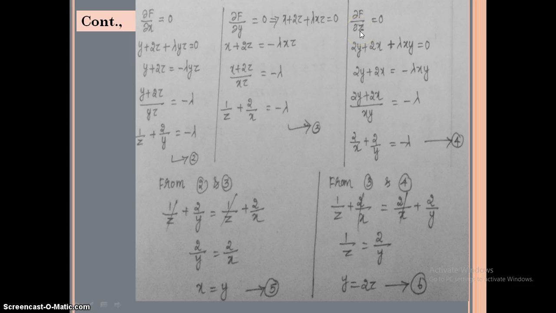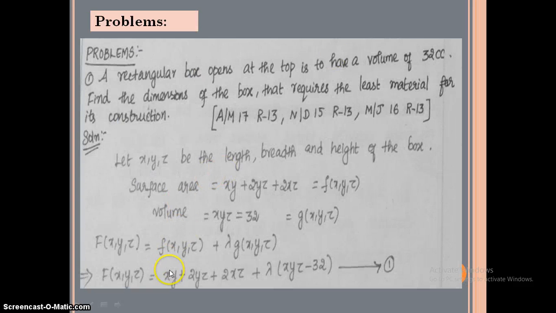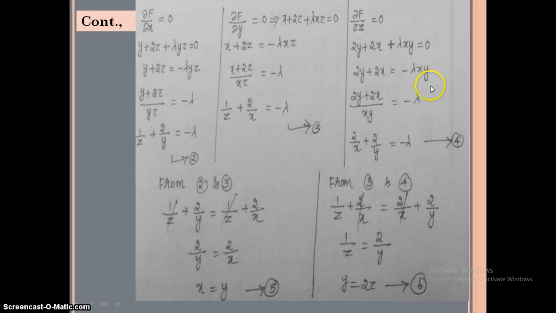The third one is with respect to z. The first one is 0, there is no z here. Differentiation with respect to z gives 1, so 2y plus 2x plus lambda into xy equals 0. So for this case I can write y plus 2z equal to minus lambda yz. For this case I can write x plus 2z equal to minus lambda xz. For this one, 2y plus 2x equal to minus lambda xy.